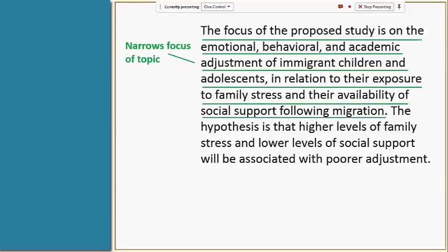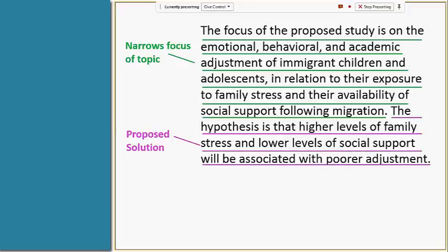So here they narrow their topic. The focus of the proposed study is on the emotional, behavioral, and academic adjustment of immigrant children and adolescents in relation to their exposure to family stress and their availability of social support following migration. And then finally, their proposed solution. The hypothesis is that higher levels of family stress and lower levels of social support will be associated with poorer adjustment.